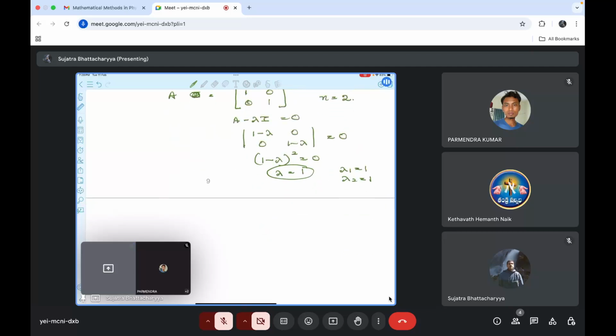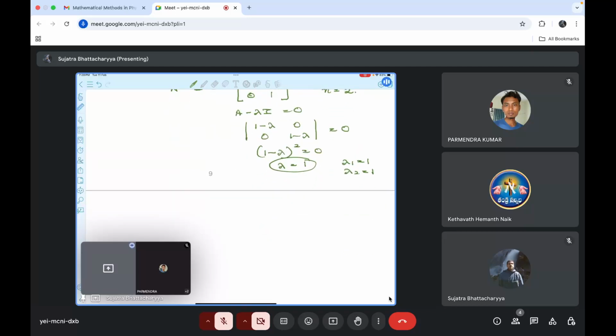Why? When you put this lambda 1 here, what will happen? You get 0, 0, 0, 0. Now it's your choice, whatever you want to do, x1 and x2. You can choose x1, x2, anything. So you can choose 1, 0, you can choose 0, 1, and they are independent. There is no problem.